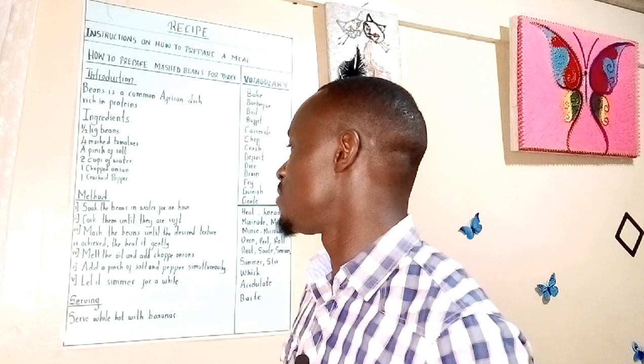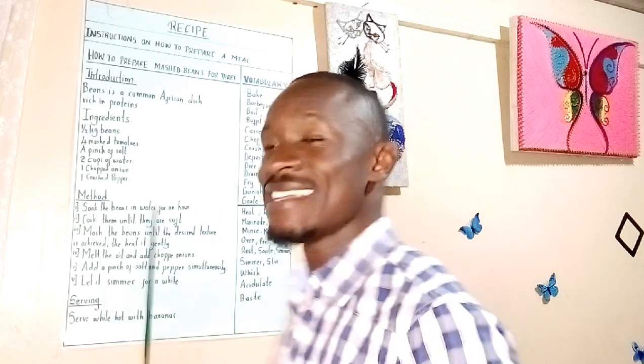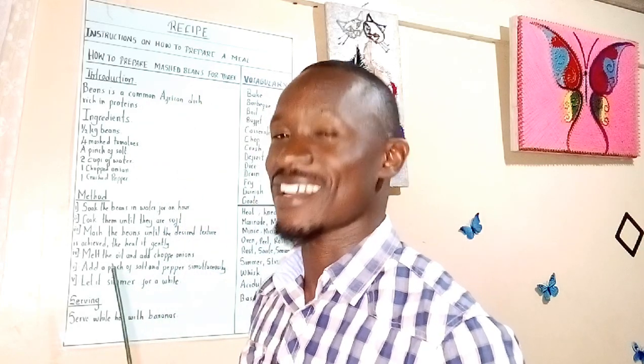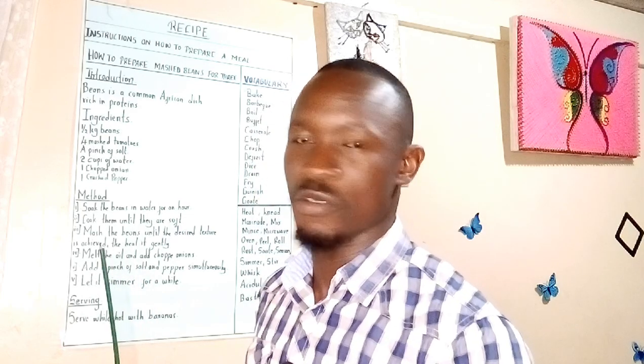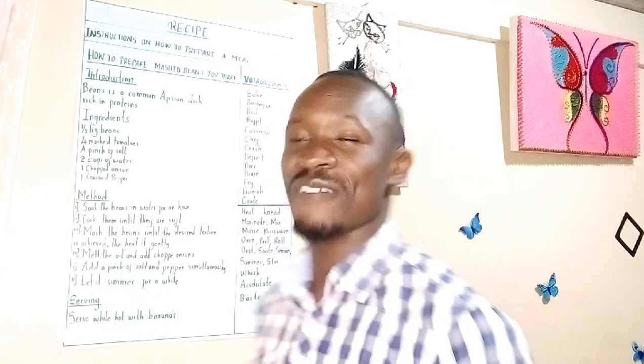Number 4, we have: melt the oil and add chopped onions, and then add a pinch of salt. A pinch there stands for the vocabulary used in recipes. And then let it simmer. Simmer again is another one, for a while. And after writing the recipe, you have to include how it is served. And here we have the words: serve while hot with bananas.